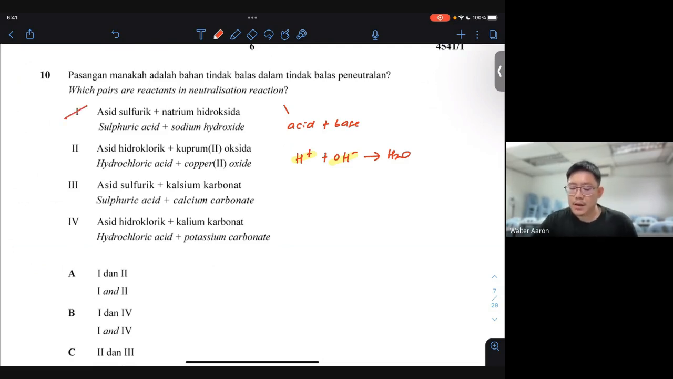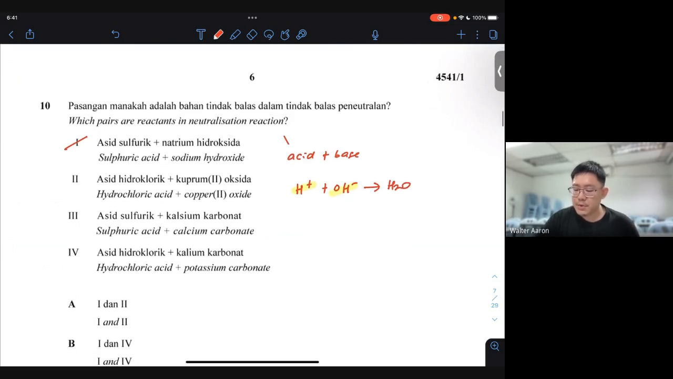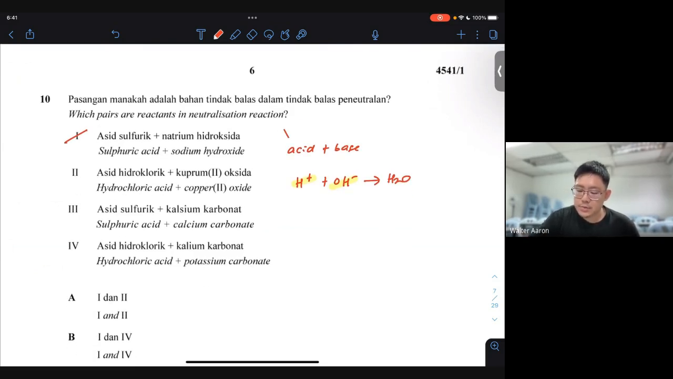For the first one, sulfuric acid definitely can be an option. Let me write the chemical equation for you. Sulfuric acid, H2SO4, plus sodium hydroxide, you will get sodium sulfate and 2 moles of water. Water is formed from the hydroxide ions and the hydrogen ions. So number 1 is correct.